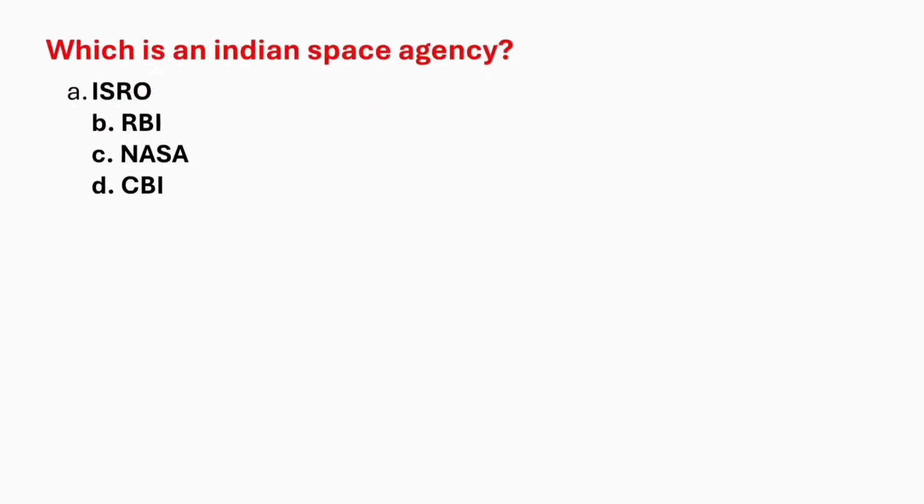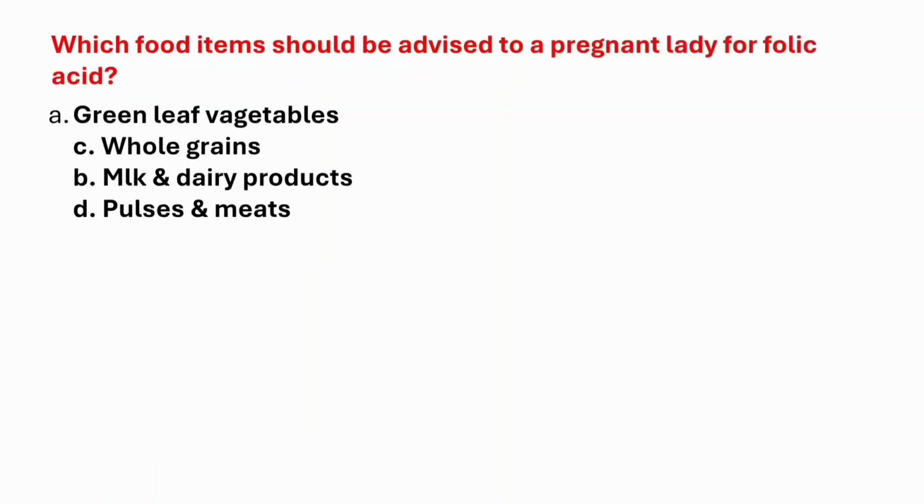Grade 2. Which is the Indian space agency? A. ISRO. B. RBI. C. NASA. D. CBI. The correct answer is A. ISRO. Which food item should be advised to a pregnant lady for folic acid? A. Green leafy vegetables. B. Milk and dairy products. C. Whole grains. D. Pulses and meats. The correct answer is A.